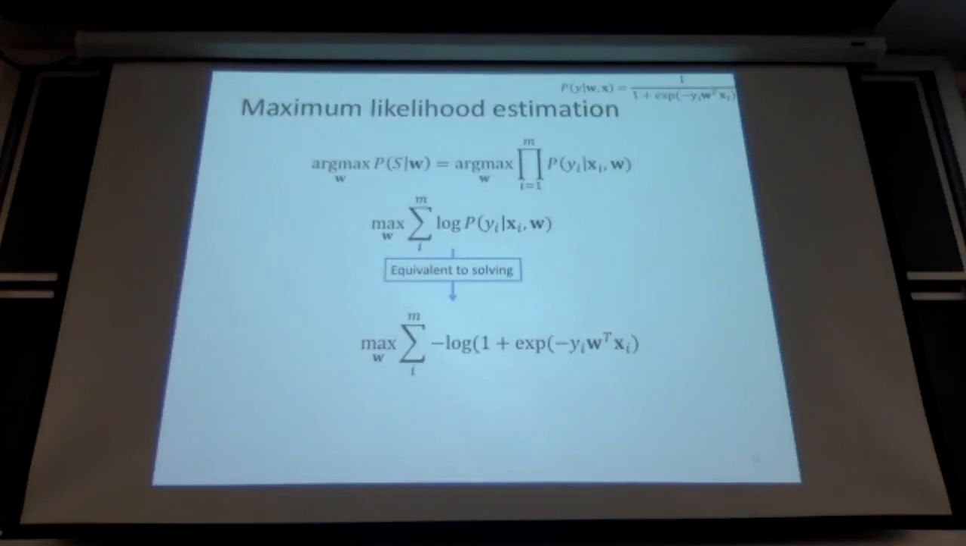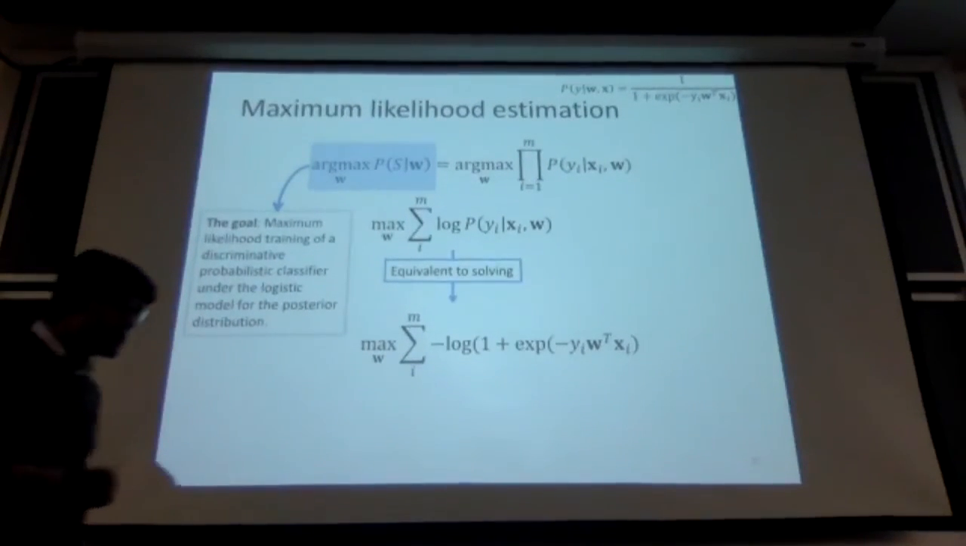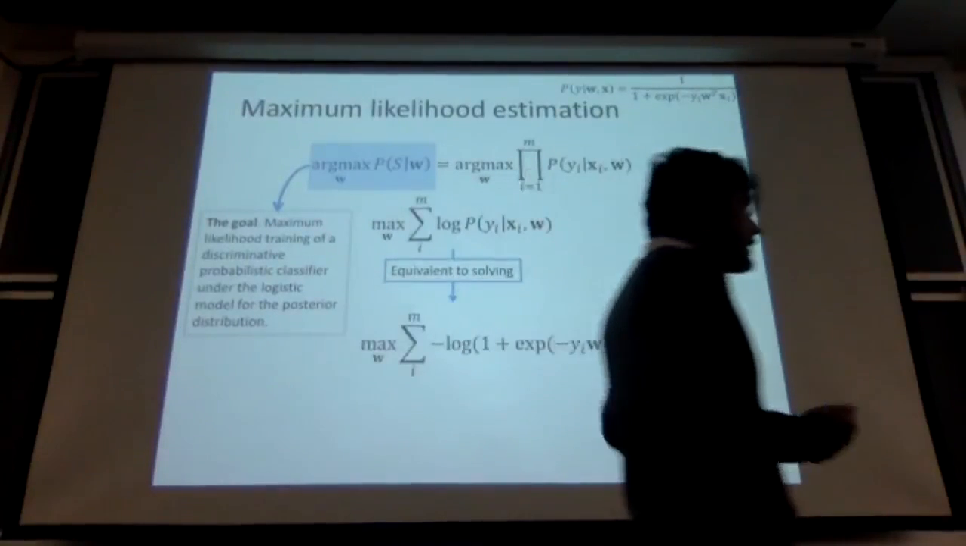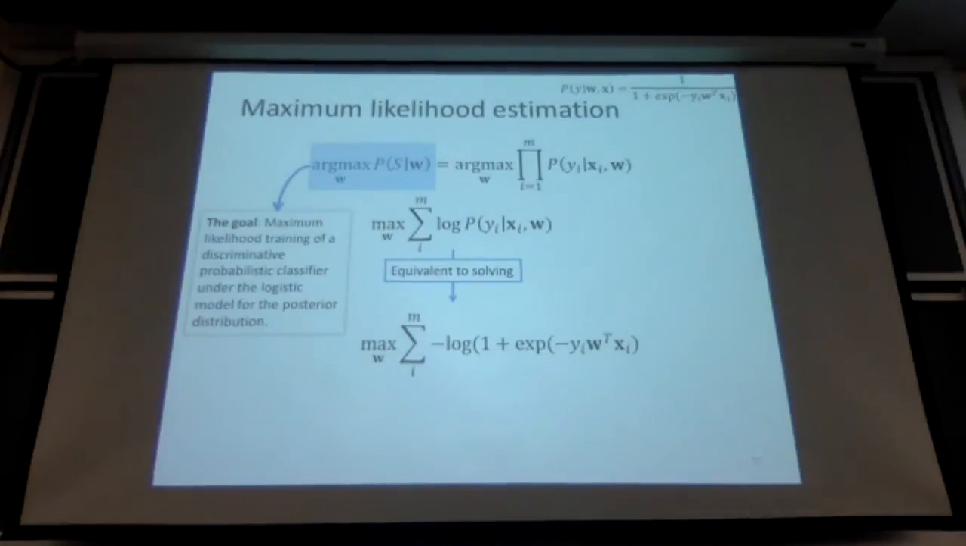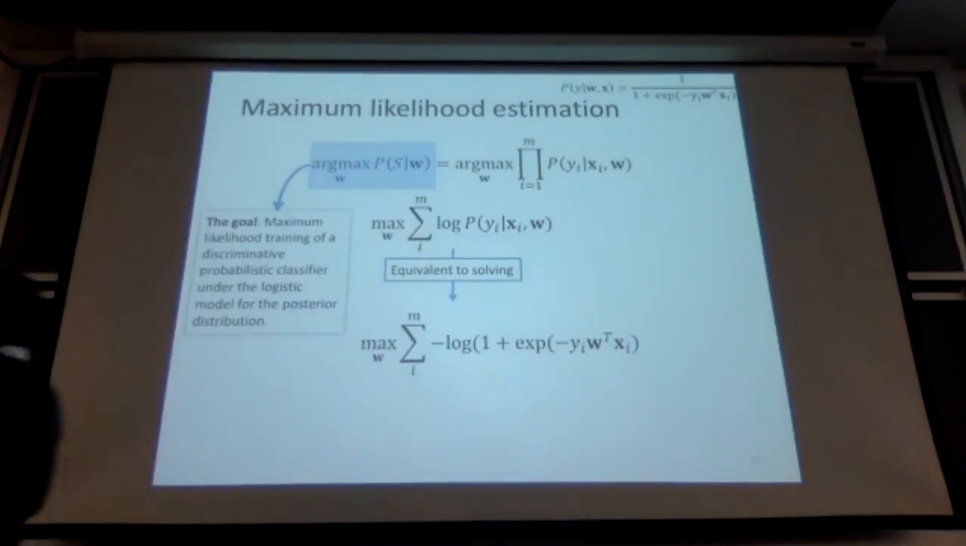Keep in mind that our goal is to maximize the likelihood. The goal of maximum likelihood training is finding a discriminative classifier that maximizes the likelihood. And with just two steps of algebra, we managed to get an expression of this kind here.